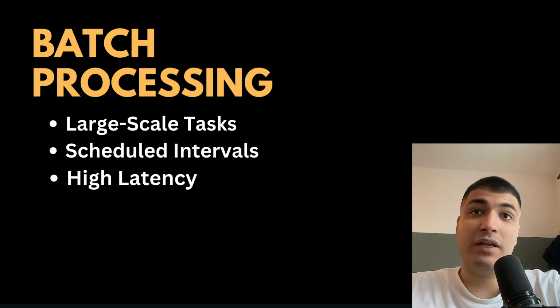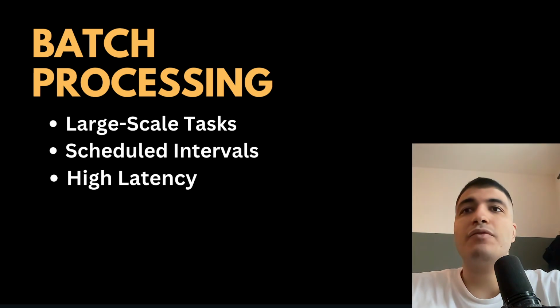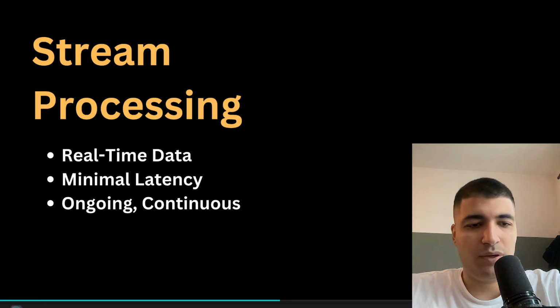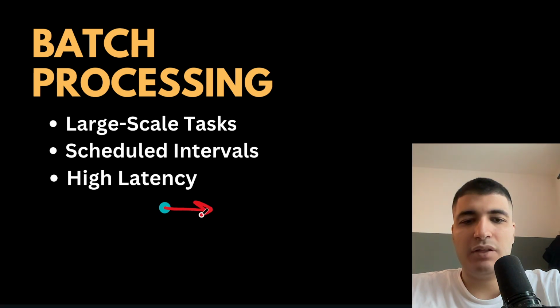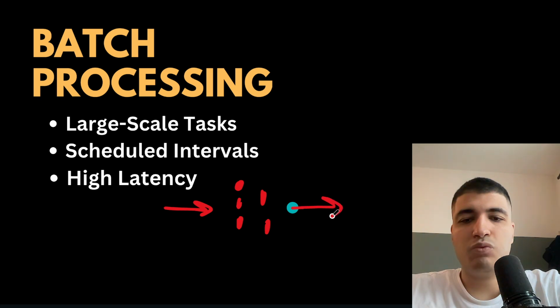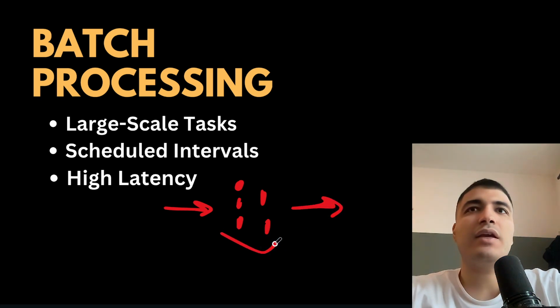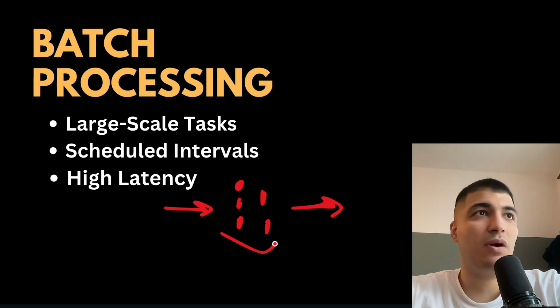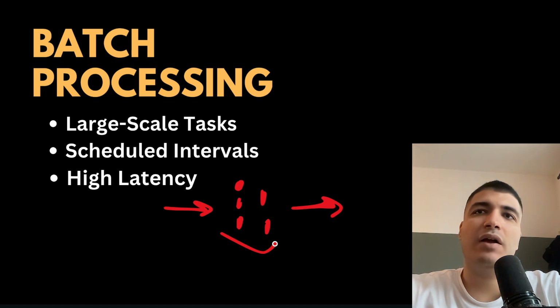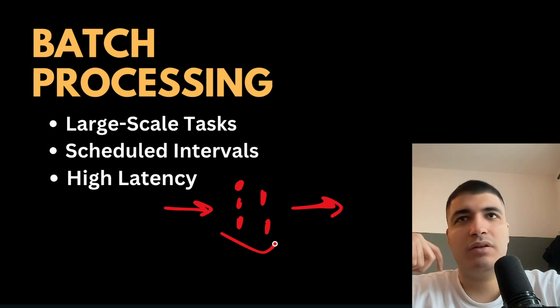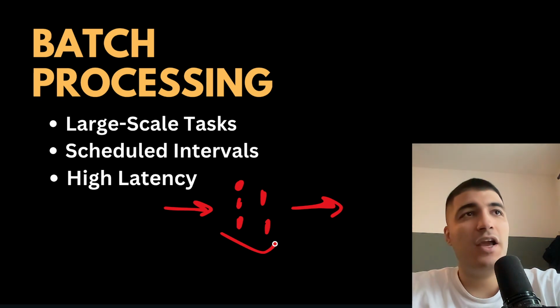It also has high latency because results are only available after the entire batch is processed. So if we want to take an example, let's say all the data requests will be processed at once. The good thing is it's prepared for pretty large tasks, but we might face a lot of latency. Because of that, we use batch processing in scheduled intervals, basically when we don't need instant results.